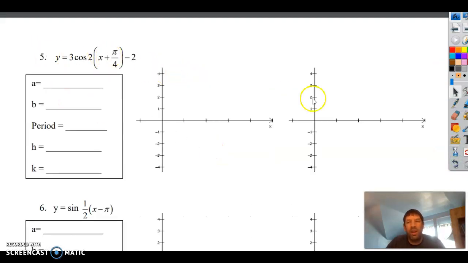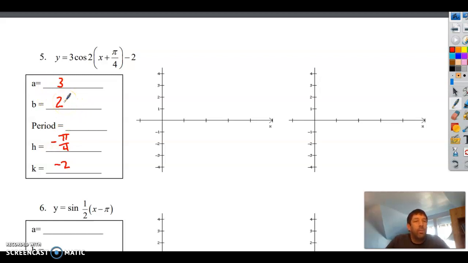We're going to look at number 5 here. So cosine, same idea. You've got your a, your b, your h, and your k. So our a value is 3. Our b value is 2. Remember, this is the opposite of h, so that's going to be -pi/4. And our k value is -2.